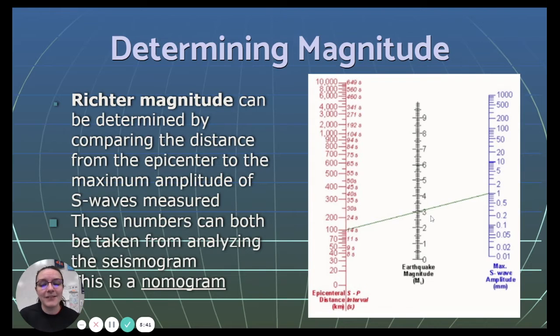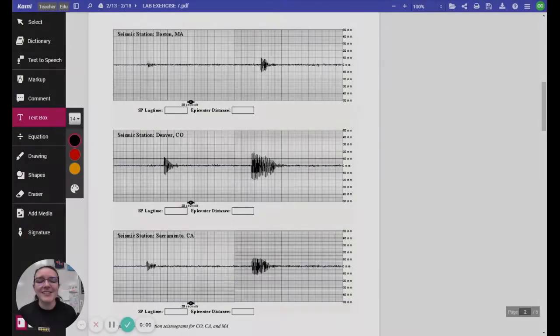So this example earthquake has a Richter magnitude of 3. And now we'll look through an example together so that you can see how all of this breaks down. So let's look at an example of how we can actually read seismograms to figure out the magnitude of an earthquake. So here I have recordings of an earthquake in 3 different locations. There's Boston, Denver, and Sacramento.